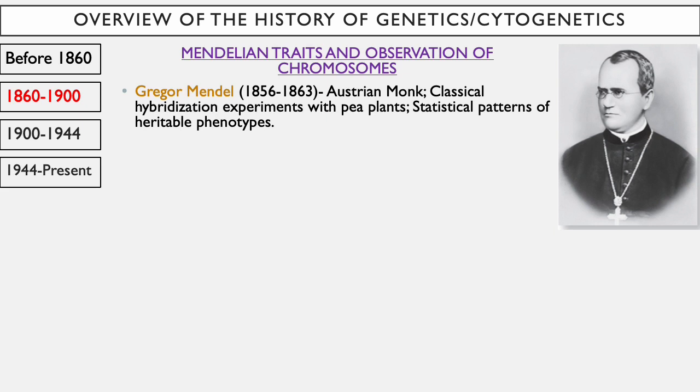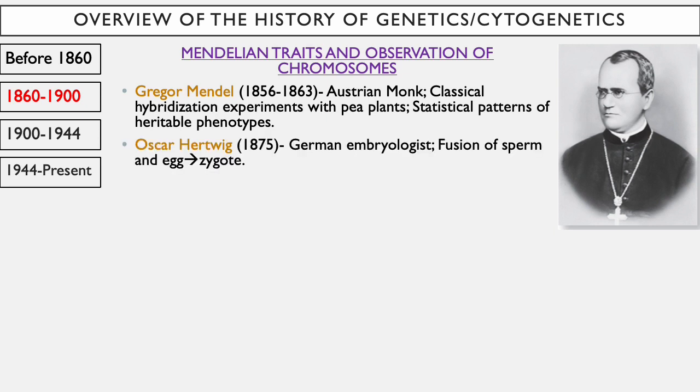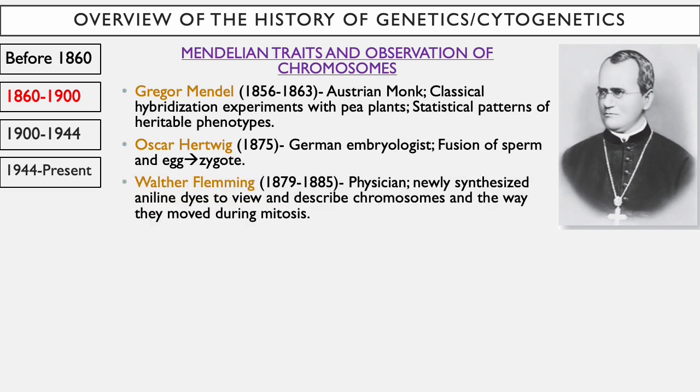And this allowed us to understand the statistical patterns of heritable phenotypes. Oscar Hertwig was an embryologist, and he discovered that a zygote is formed when there is fusion of sperm and egg. Walther Flemming was a physician who used newly synthesized aniline dyes to view and describe chromosomes and the way they move during mitosis. Heinrich Waldeyer was the first scientist to use the term chromosome.